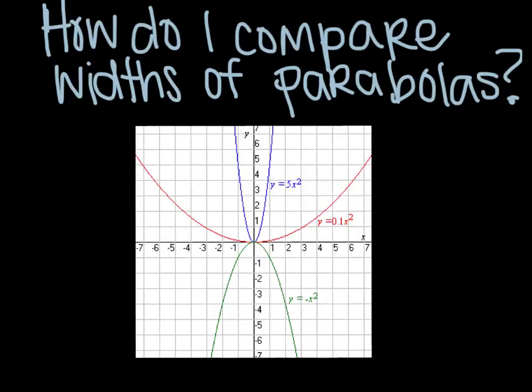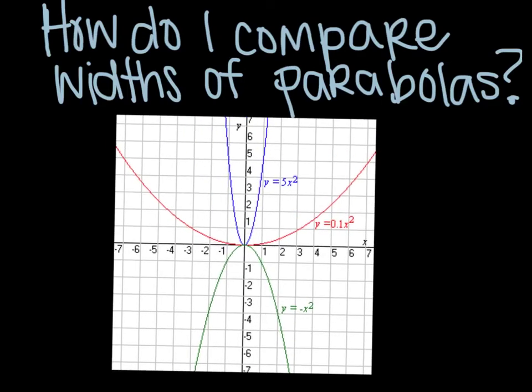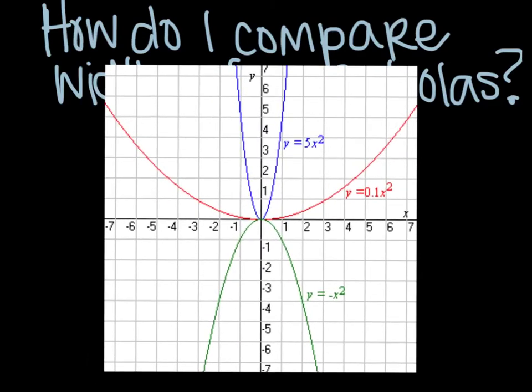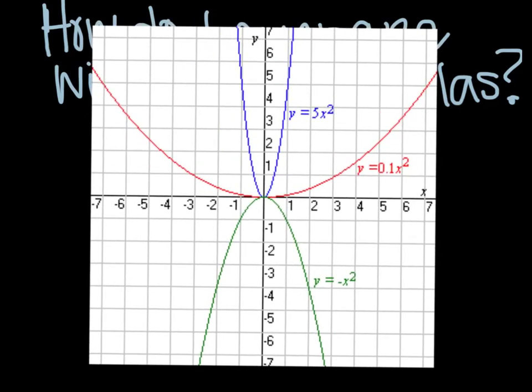How do you compare widths of parabolas? If you take a look at this picture, you're going to have to do some inferring on your own, but here you have three different types of parabolas, and we have y equals 5x squared here. Then you have 0.1, or 1/10, x squared, and then you have a negative x squared.